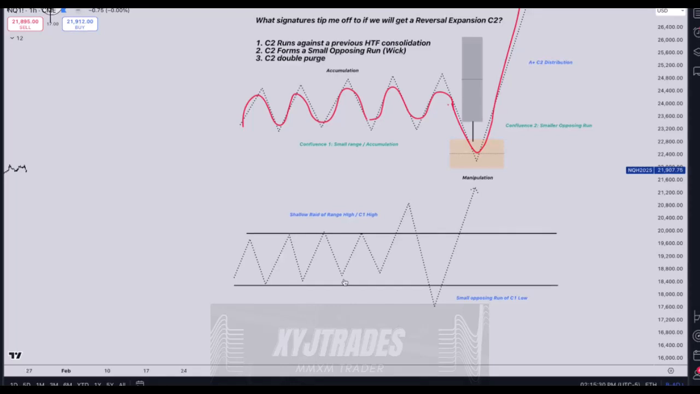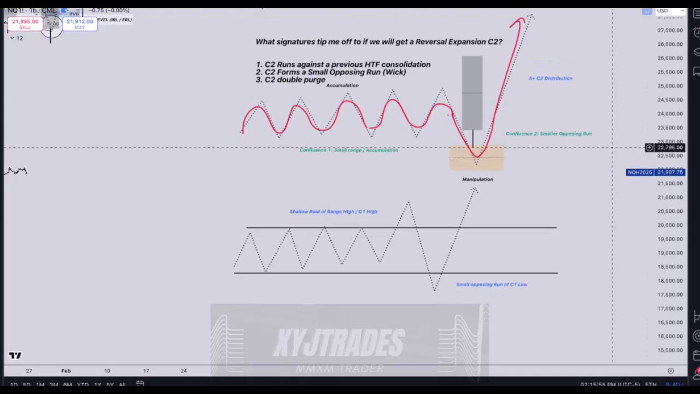So I've given away something I haven't talked about much before online. This is what I look for in C2 reversal expansions: a double purge, a small opposing run, and an accumulated range to the left of what I'm trading to be a reversal. Add these confluences and watch how you actually see candle 2's printing those large expansions.